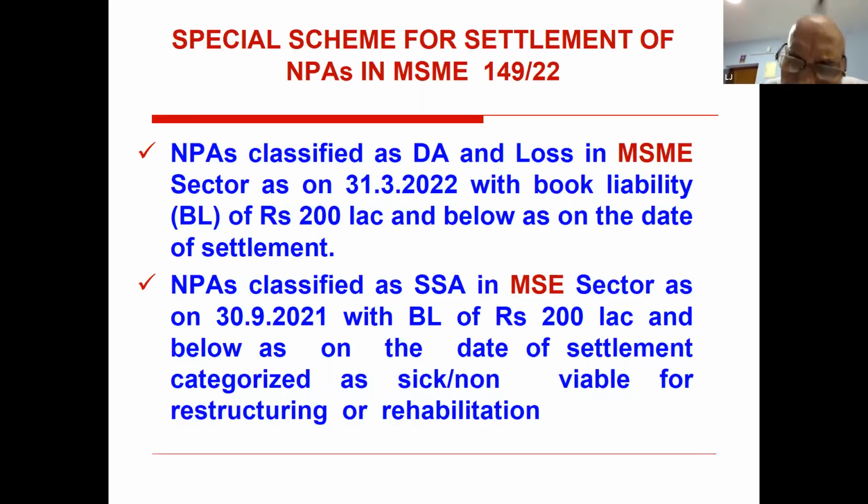HO circular 148 talks about special OTS for agricultural accounts. HO circular 149 talks about special OTS for MSME accounts. HO circular 150 talks about special OTS for small value NPA.